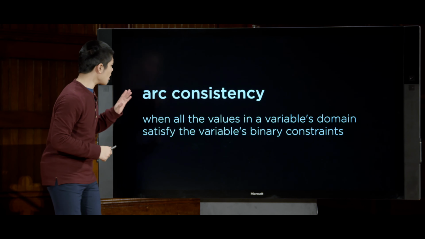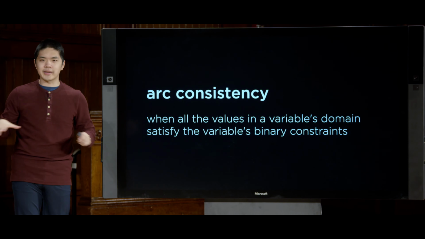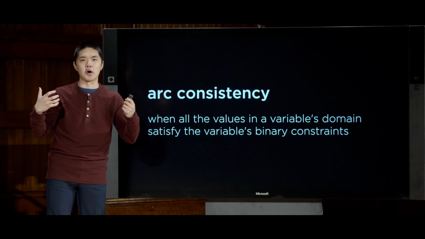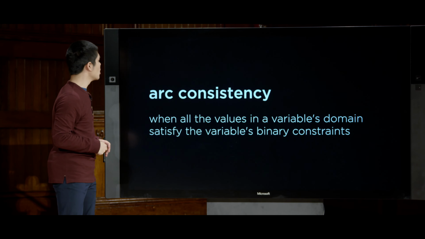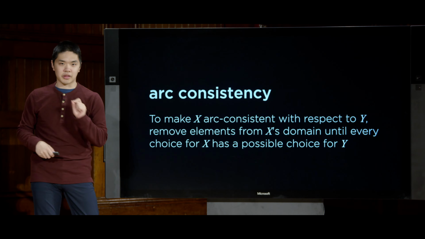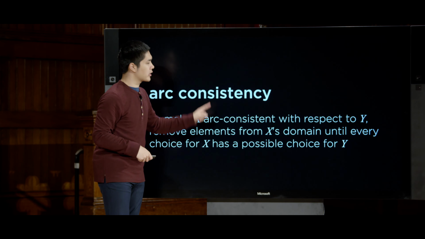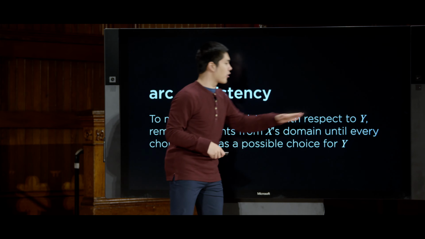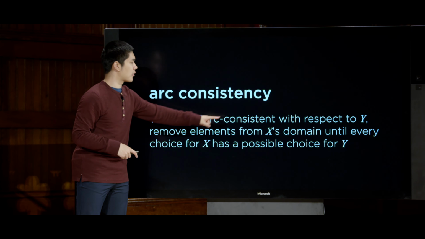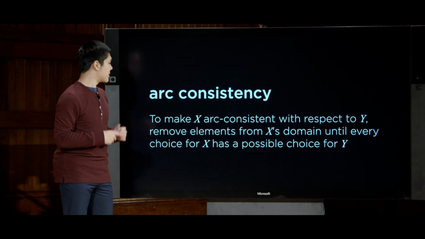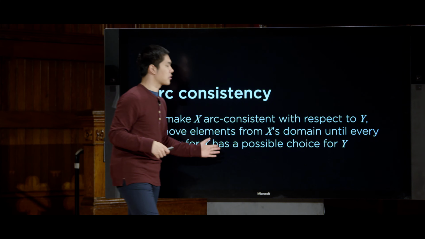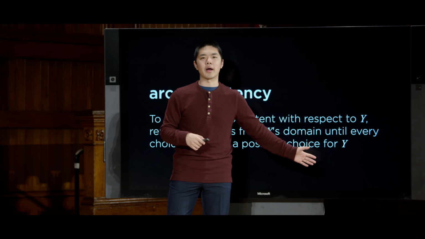Put a little bit more formally, arc consistency, and arc really is just another word for an edge that connects two of these nodes inside of our constraint graph. We can define arc consistency a little more precisely like this. In order to make some variable x arc consistent with respect to some other variable y, we need to remove any element from x's domain to make sure that every choice for x, every choice in x's domain, has a possible choice for y.